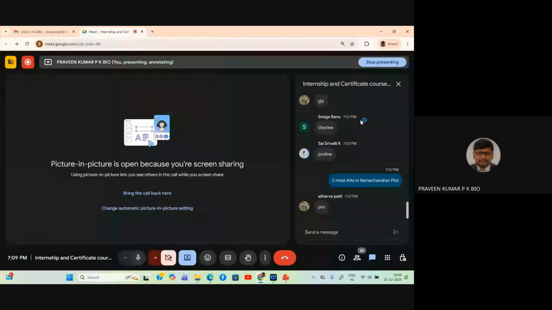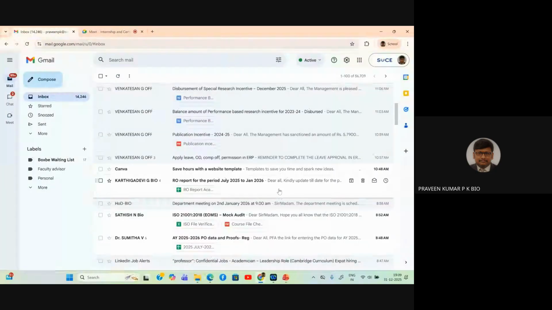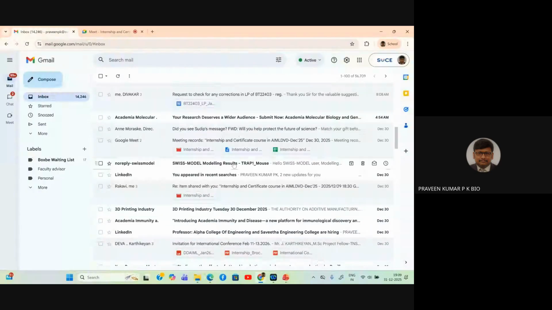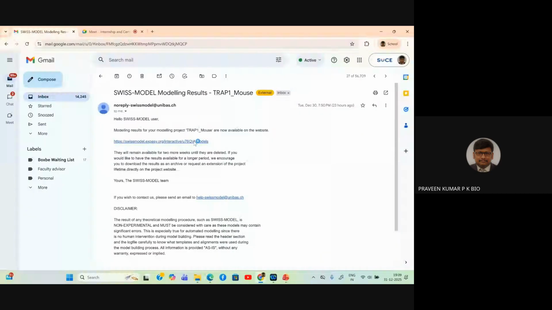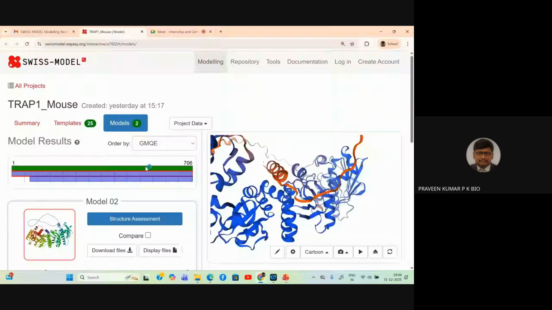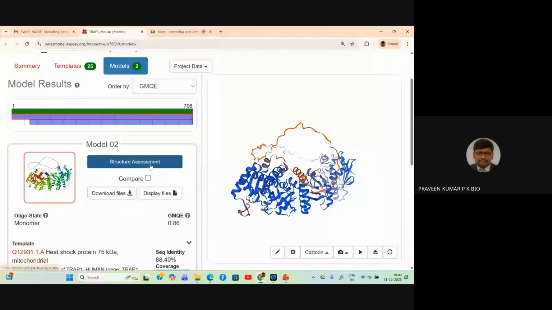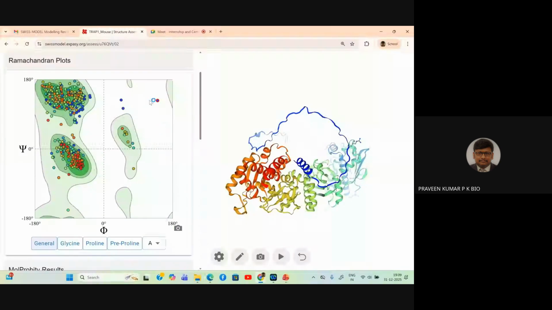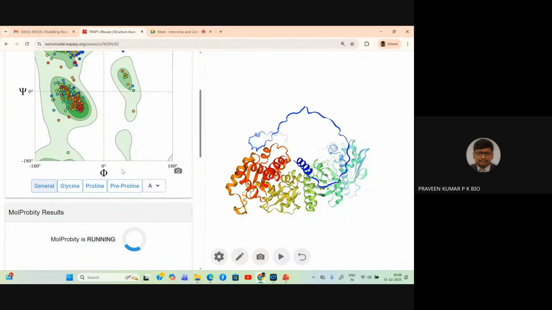That's what you can even see in the Ramachandran plot. If you see this Ramachandran plot from the Swiss model, whatever we generated yesterday, these results will be in the repository for a week. If you want to download the Ramachandran plot, I told you to click structure assessment. This is an output of Swiss model. Just because I fed in my email ID, I have received this result, and we can see it up to a week.